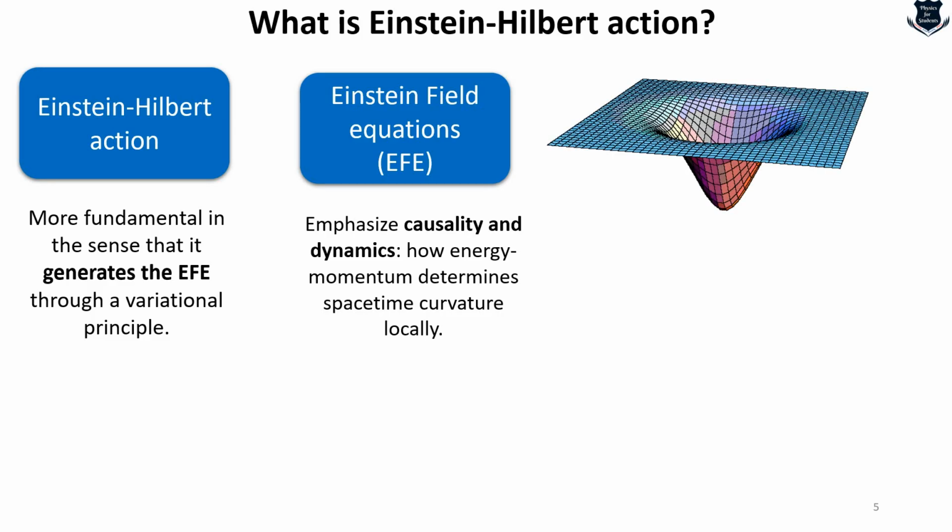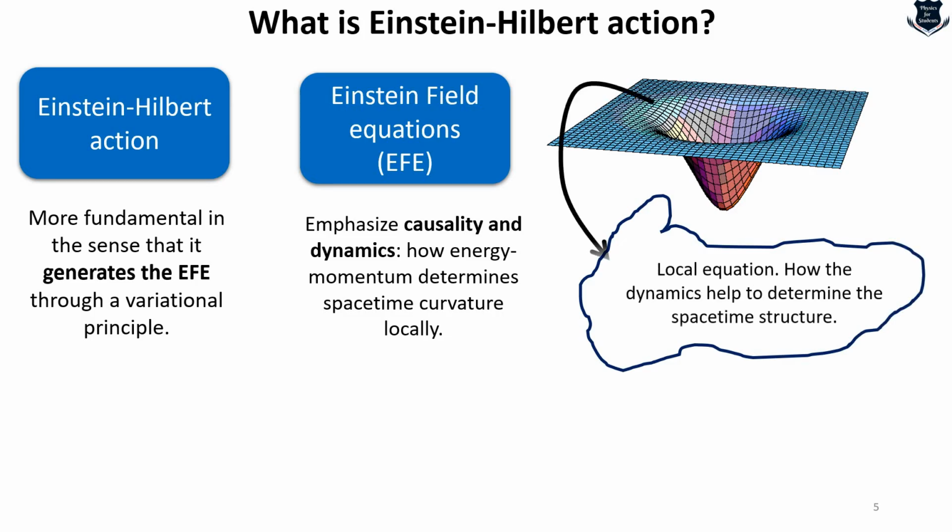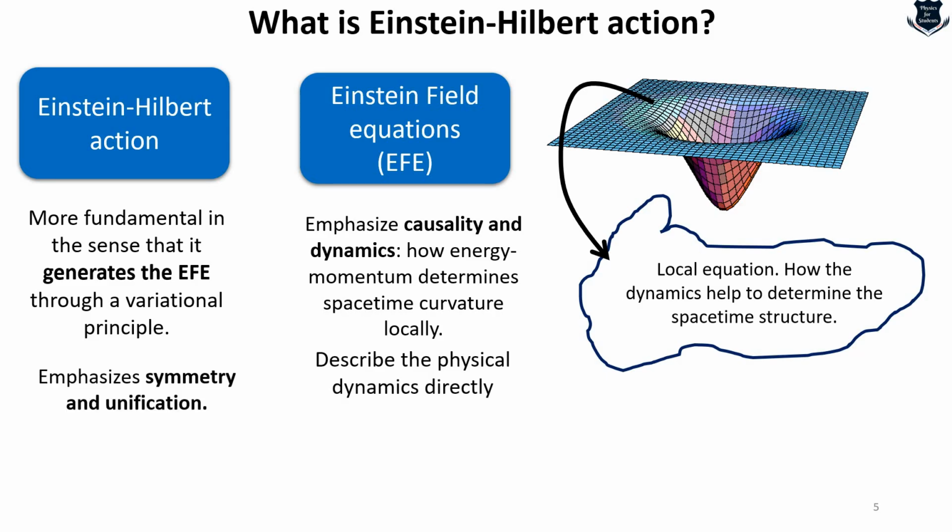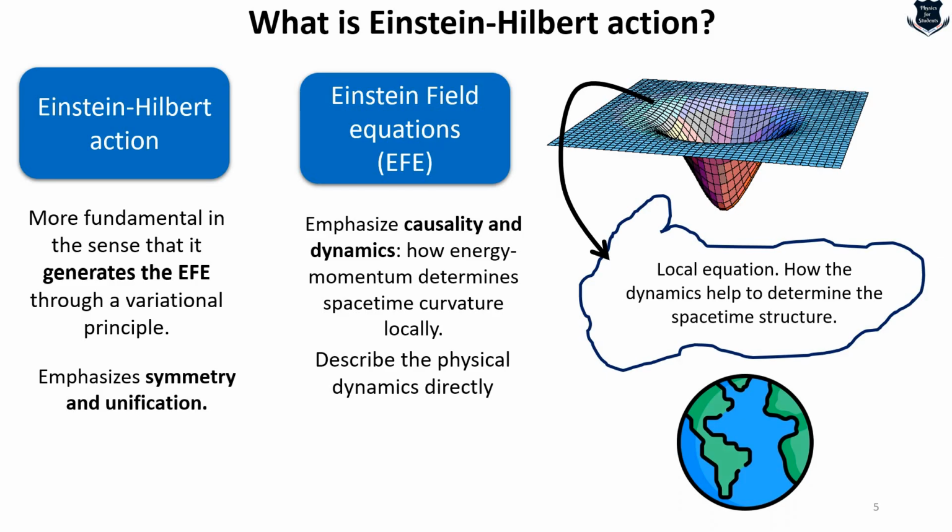So if I take the geometry of space-time, for example this, and I zoom into a particular portion, I get this kind of a structure. And from here I can say that it is a very local equation, and how the dynamics help to determine the space-time structure. On the other hand, the Einstein-Hilbert action emphasizes symmetry and unification. That means it provides a unified way to connect general relativity to other areas, like quantum field theory, which I was just talking about. Why? Because it uses Lagrangian mechanics, which makes things more natural.